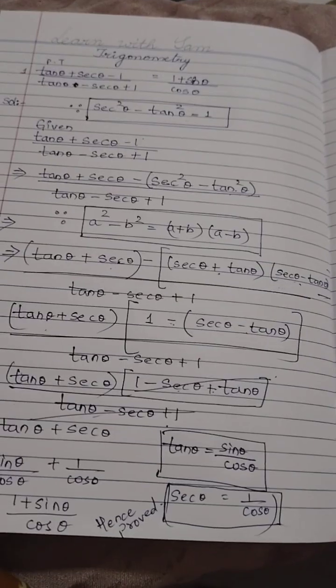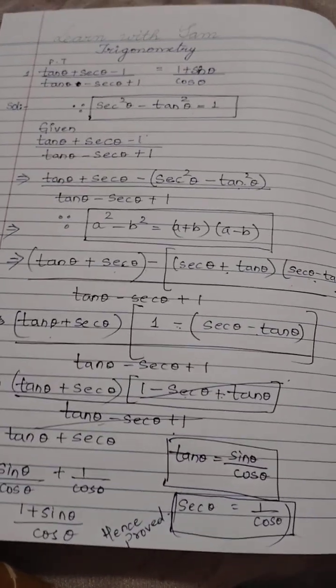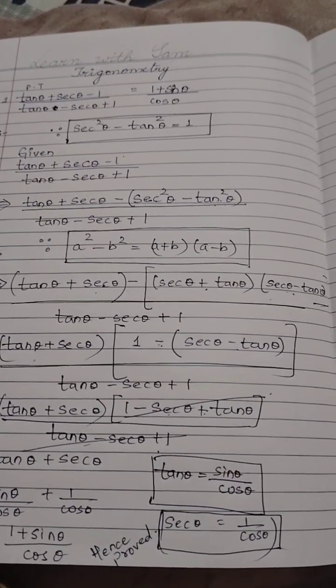I hope you understand. If you have any doubts, then you can drop a comment and I'll be more than happy to answer you. Now the homework for you would be: prove that cot A plus cosec A minus 1 by cot A minus cosec A plus 1 is equal to 1 plus cos A by sin A. This would be a homework, and if you find any doubts, then you can always ask me, drop a comment, and I'll be more than happy to help you.